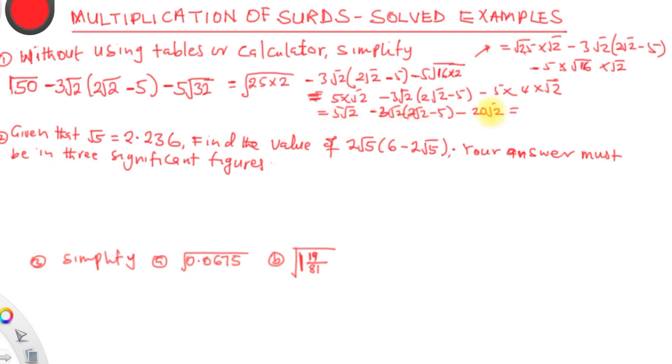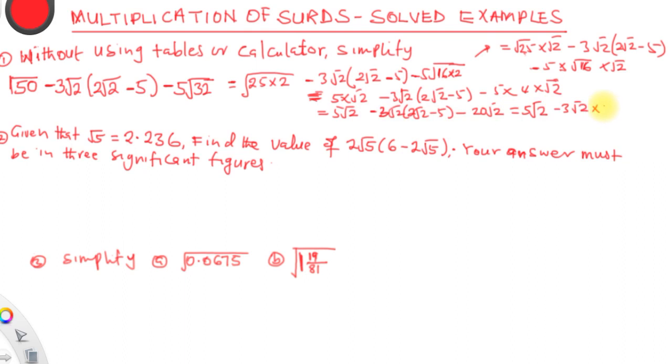So it's equal to 5 root 2. And this one, 3 root 2 will go and multiply this. So you get, but it's negative, so you get negative 3 root 2. It's multiplying what?